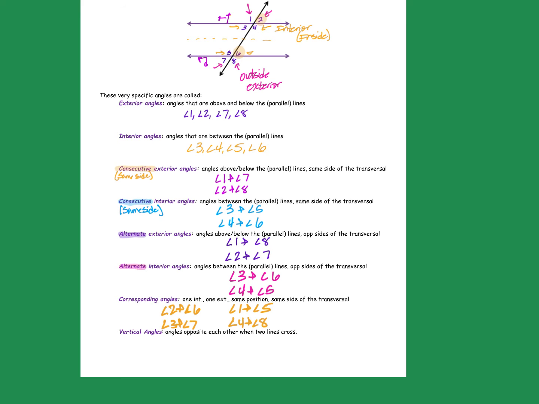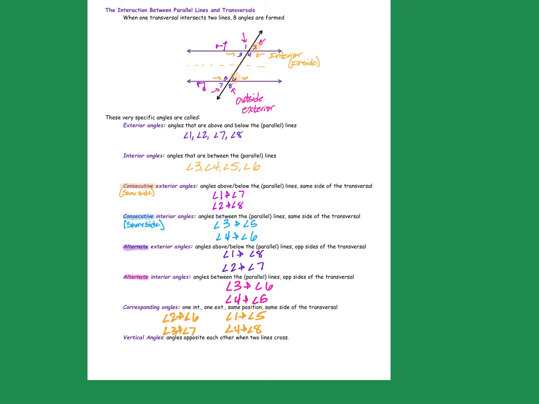Vertical angles, right? A vertical angle is angles opposite each other when two lines are crossed. So give me a set of vertical angles. Give me the vertical angle to number 1. Would it be 1 and 8? Nope. Remember, vertical angles are when two lines cross, they share the what?